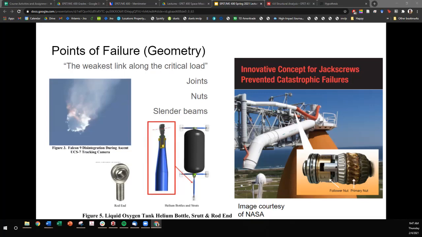The fail-safe, continue-to-operate design concept offered an alternative for preventing catastrophic failures in jack screws, which were used widely in aeronautical, aerospace, and industrial applications.